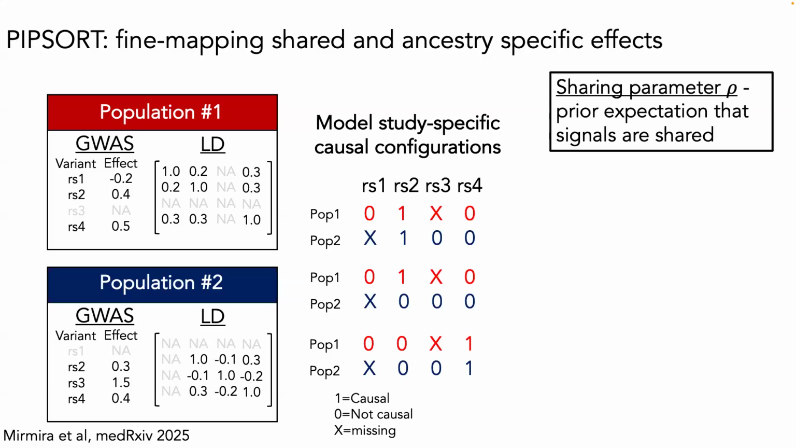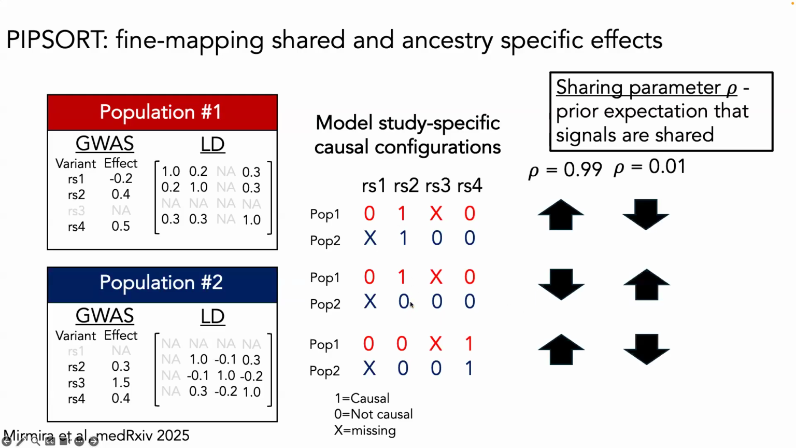I didn't talk about this for the previous slide because it maybe didn't matter a whole lot. But here we had to bring in a prior. And the key part of the prior was asking what's our prior expectation that a particular signal is shared across populations. If we set that prior to something really high, then we would upweight configurations like this one, where the causal variant is shared across studies, and downweight ones where it's not shared. And in the opposite, if we set that prior probability to something low, then we would upweight things where the causal variants are not shared.